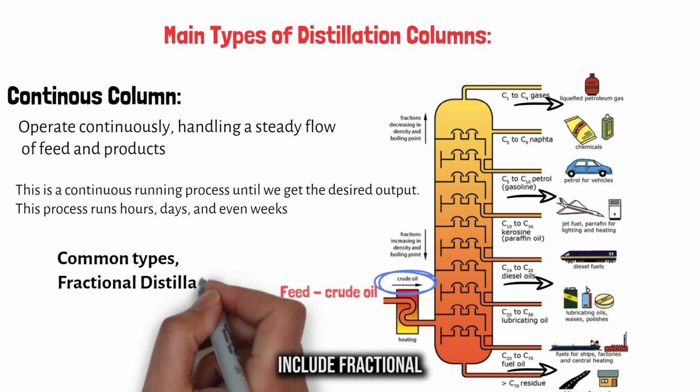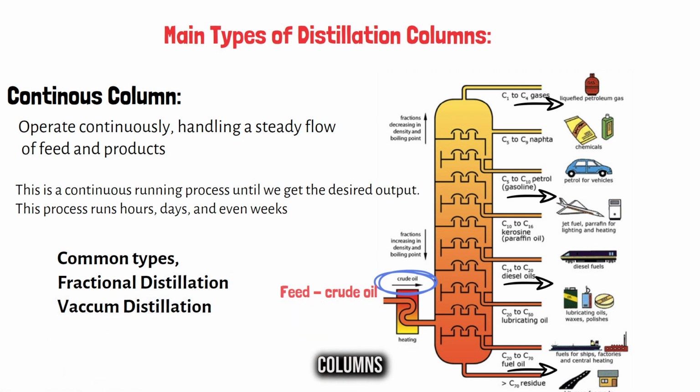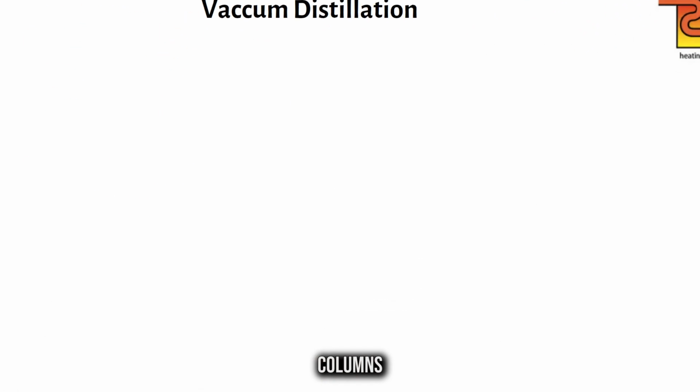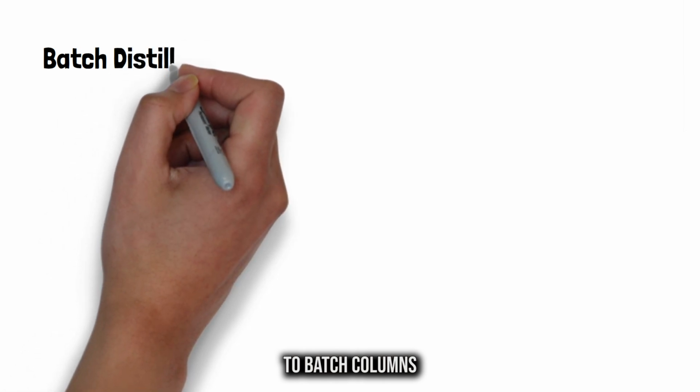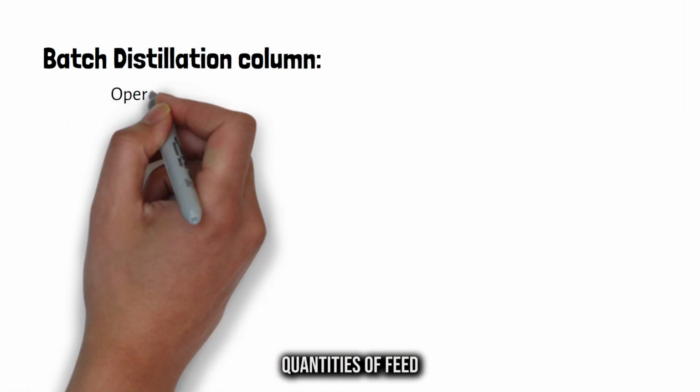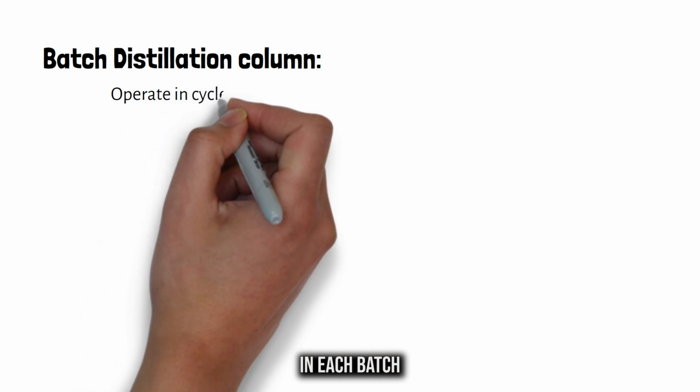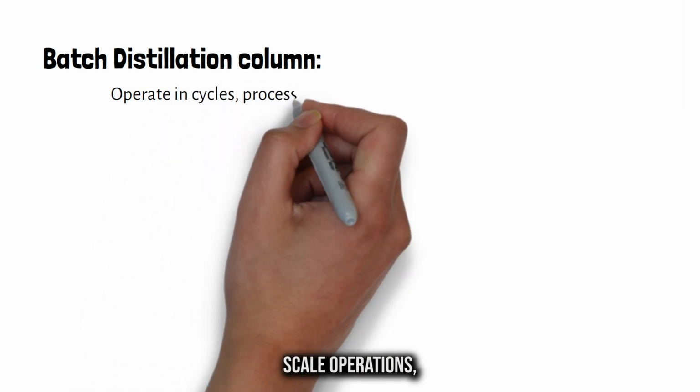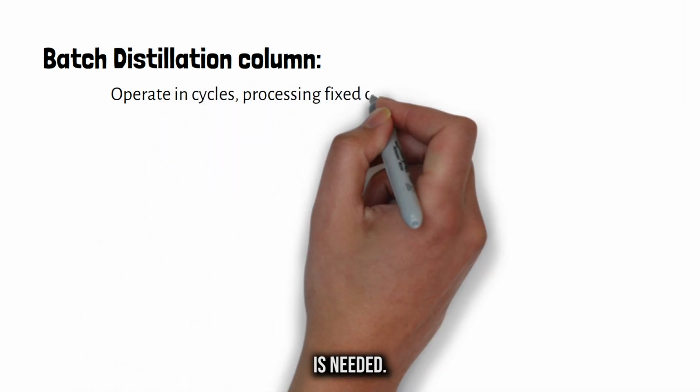Common types include fractional distillation columns and vacuum distillation columns. 2. Batch columns operate in cycles, processing fixed quantities of feed in each batch. Used in smaller scale operations or where flexibility is needed.